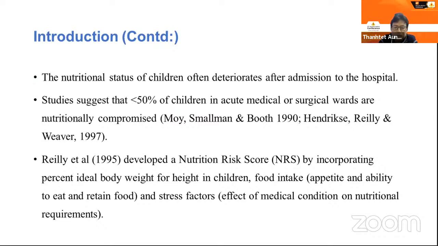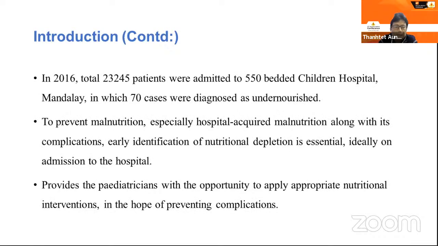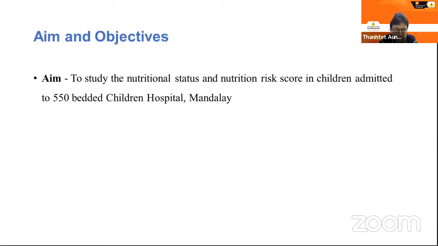Riley developed a nutrition risk score by incorporating percent ideal body weight for height in children, food intake, and stress factors. In 2016, a total of 23,245 patients were admitted to the 550-bedded Mandalay Children's Hospital, in which 70 cases were diagnosed as undernourished. To prevent malnutrition, especially hospital-acquired malnutrition along with complications, early identification is essential, ideally on admission to hospital. It provides pediatricians with the opportunity to apply appropriate nutritional interventions in the hope of preventing complications.